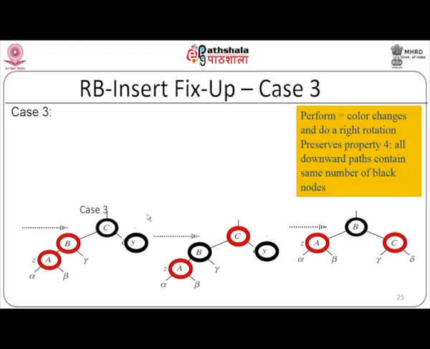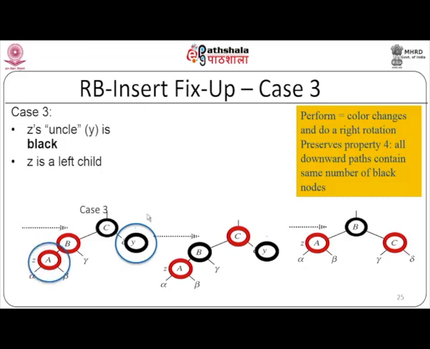So, now what you have here is Z's uncle is black. Now, Z is here a left node. But that is not a condition. So, you perform color changes and do a right rotation. This preserves the property that all downward paths contain the same number of black nodes, that is what we are preserving here. Normally, there we colored it red, here we are coloring Z as red only. So, Z's uncle Y is black, Z is a left child, and there it was a right child, those are the two properties.